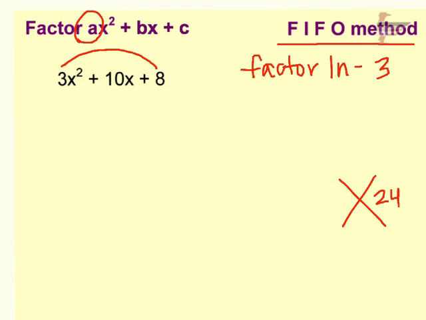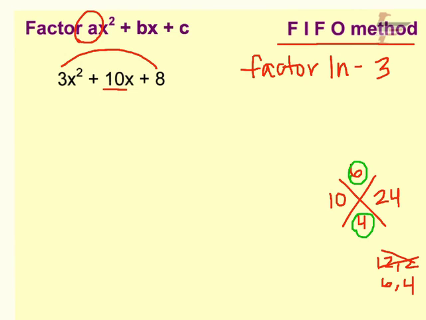And now I'm going to pay attention to the middle term of 10. So what I'm looking for are factors of 24 that will add up to 10. So if I think of my factors of 24, you've got 12 and 2. Well, 12 and 2 do not add up to 10. 6 and 4, and that's when we say, oh yeah, 6 and 4. That works. So 6 times 4 is 24, and 6 plus 4 is 10. So our factors are 6 and 4.